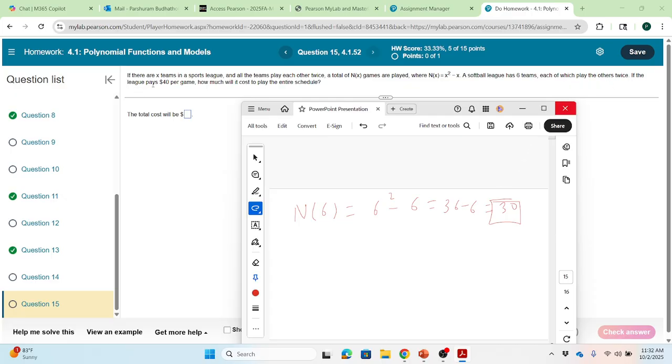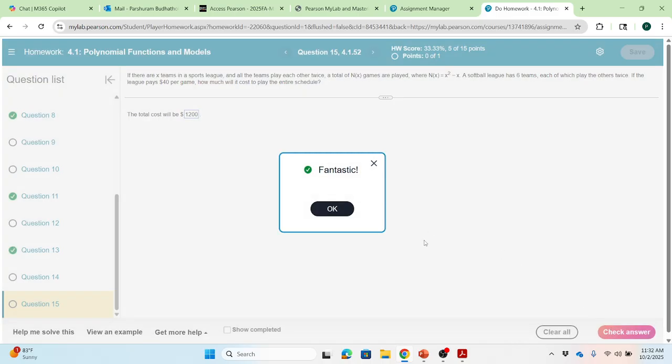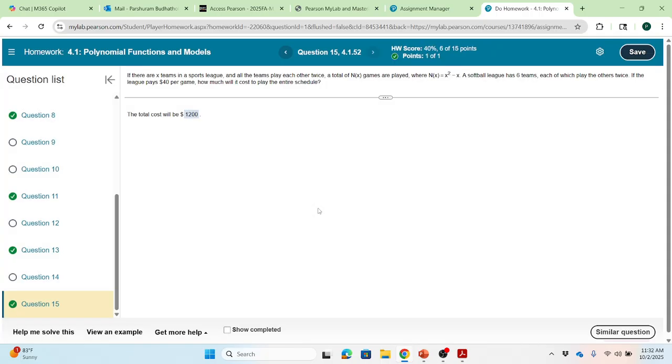If the league pays $40 per game, then for 30 games it has to be 30 times 40. If you just multiply this, it will be 1200. So there will be a total of 30 games, and for each game there is a $40 payment, so the total payment is $1200. So that's all for this section.